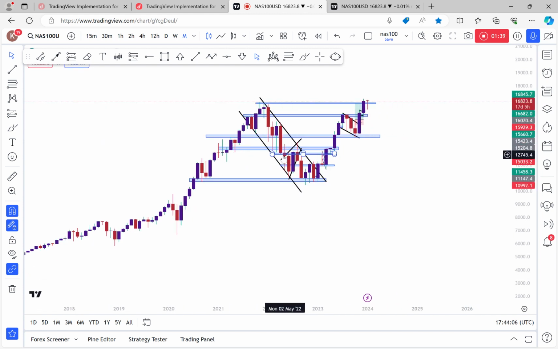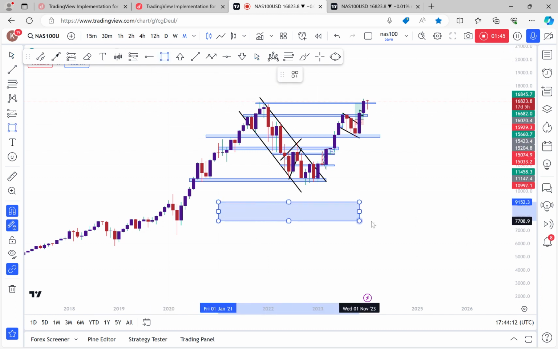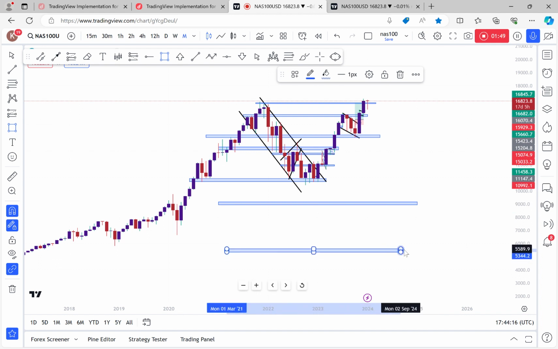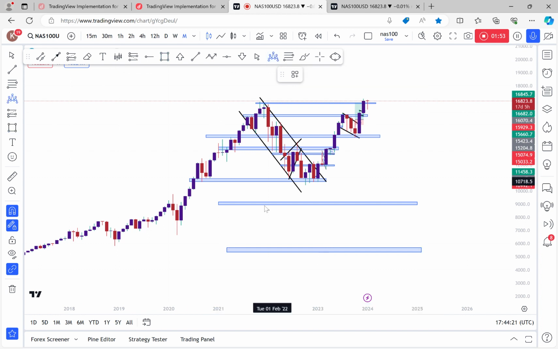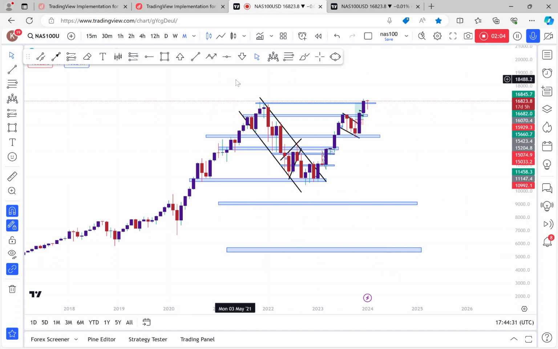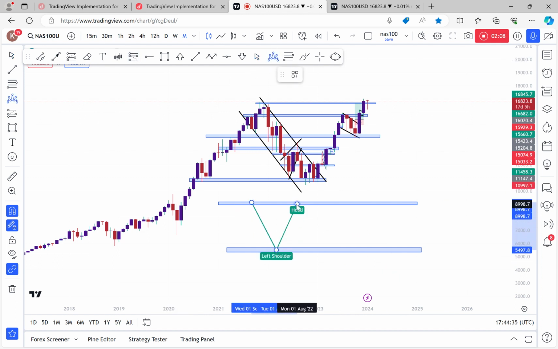You can spot a certain pattern which was initially formed here as a reversal pattern, and that's the inverted head and shoulder pattern. Let me show you. Have a look at it. This is how an inverted head and shoulder pattern looks like here.